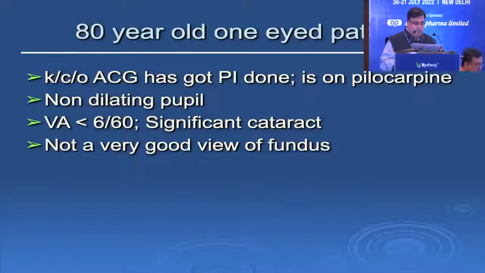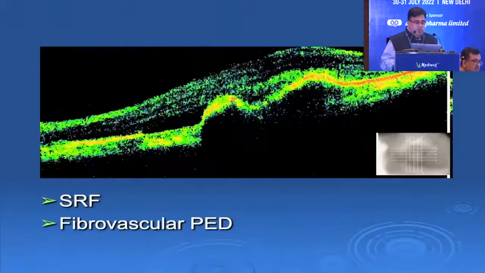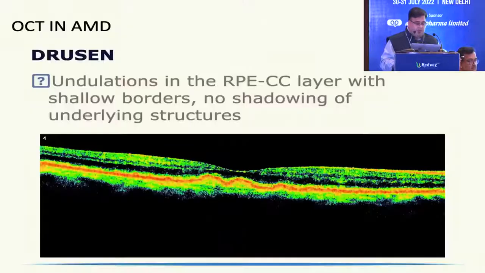Another example, a patient who has been on pilocarpine, 80 years old, with loss of vision. You don't have a very good view of the fundus. OCT works beautifully even in small pupils. So you do an OCT and you see this kind of OCT picture with RPE elevations here, and subretinal fluid seen as this gap here. You know this patient has a neovascular process happening in the eye. You need to consider this patient for another line of treatment, not cataract surgery immediately.